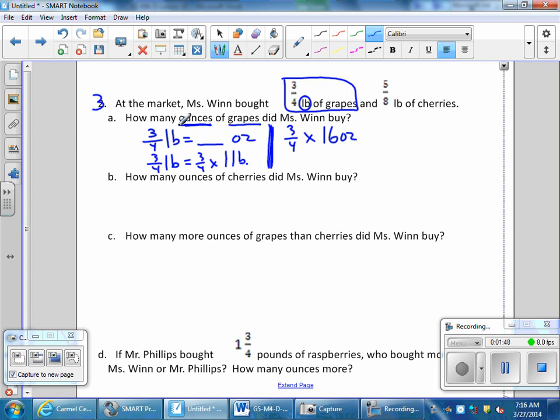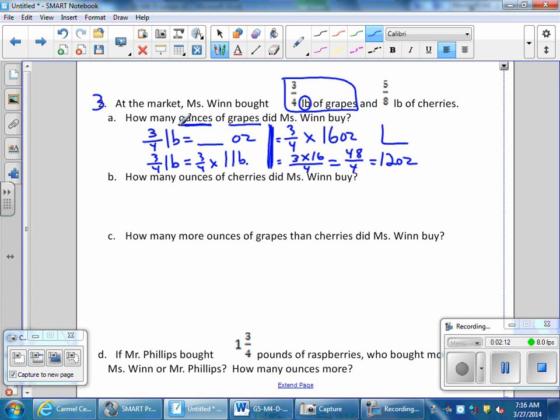I then continue my equation by saying the numerator of 3 times 16 divided by 4. 3 times 16, if you need to do side work, please do it. 3 times 16 is 48. Divided by 4 is 12 ounces.